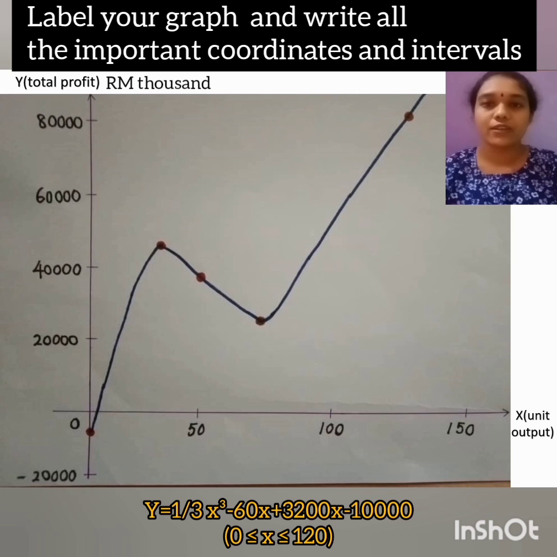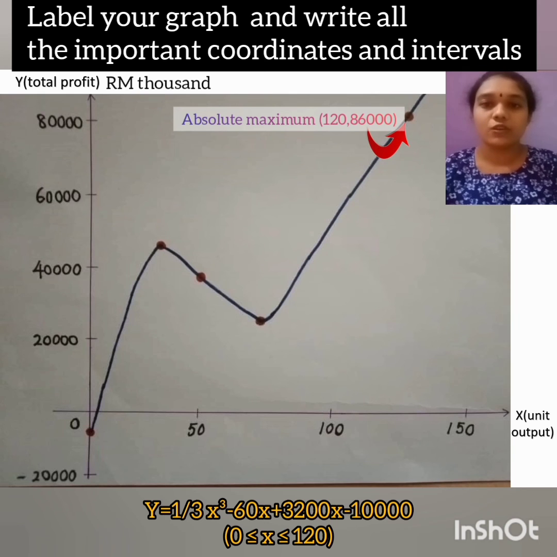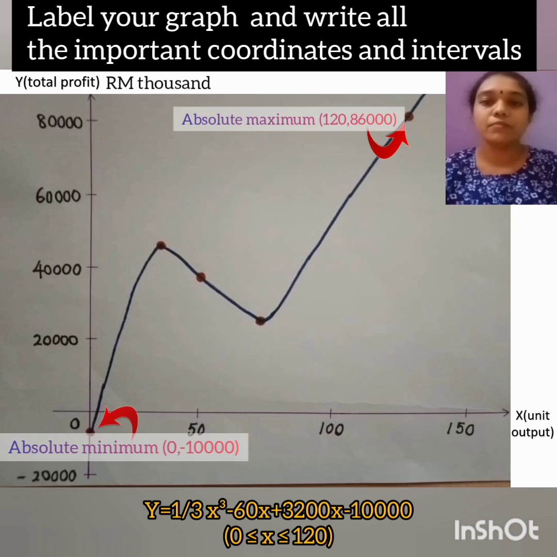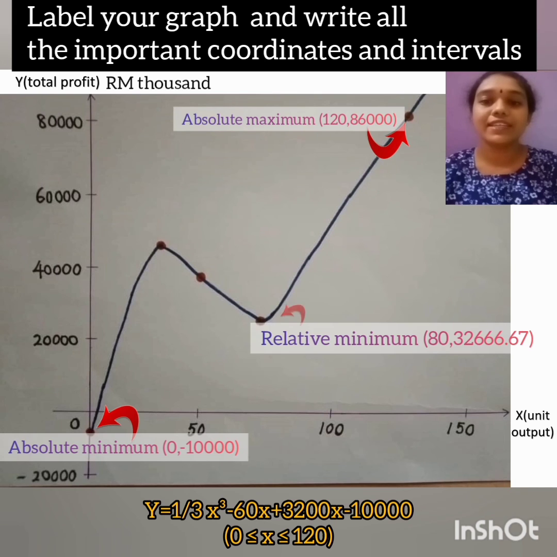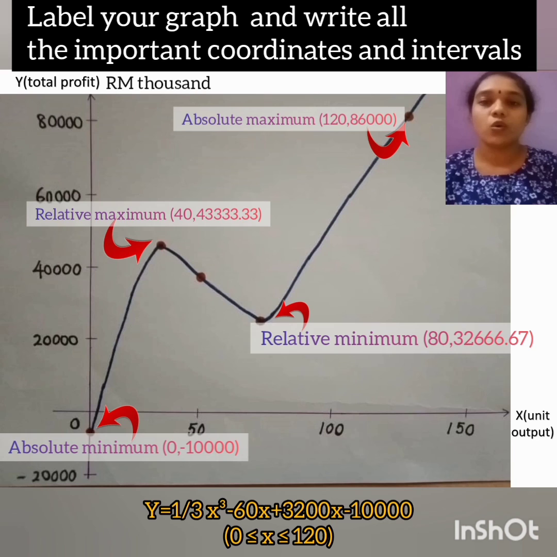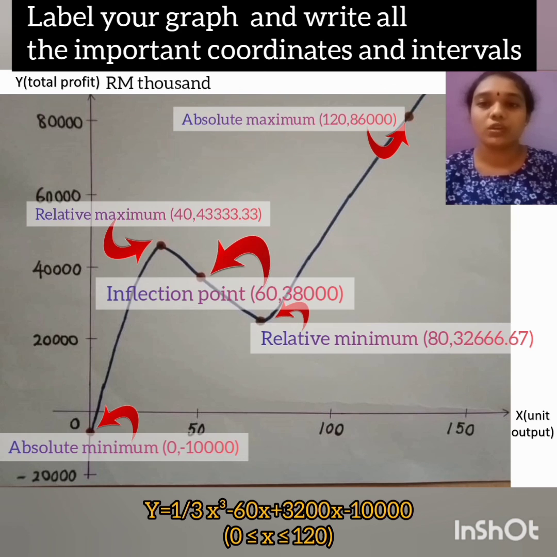Question 2f. Label your graph and write all the important coordinates and intervals. The absolute maximum is 120 and 86,000. The absolute minimum is 0 and negative 10,000. The relative minimum is 80 and 32,666.67. The relative maximum is 40 and 43,333.33. The inflection point is 60 and 38,000. Thank you.